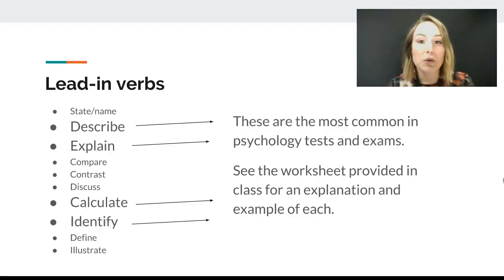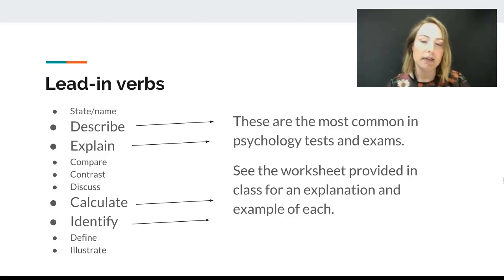So the first thing we're going to talk about is lead-in verbs. S.E.X.y has very specific language that it dictates to teachers in terms of how we ask questions, and you'll also find that across all of your subjects these will be consistent. So I've got a list here of all of the lead-in verbs that you could encounter in psychology, but just a couple of points here. The ones that are larger, so we've got describe, explain, calculate and identify, they are the main ones that you'll encounter. So really important that you understand them all.